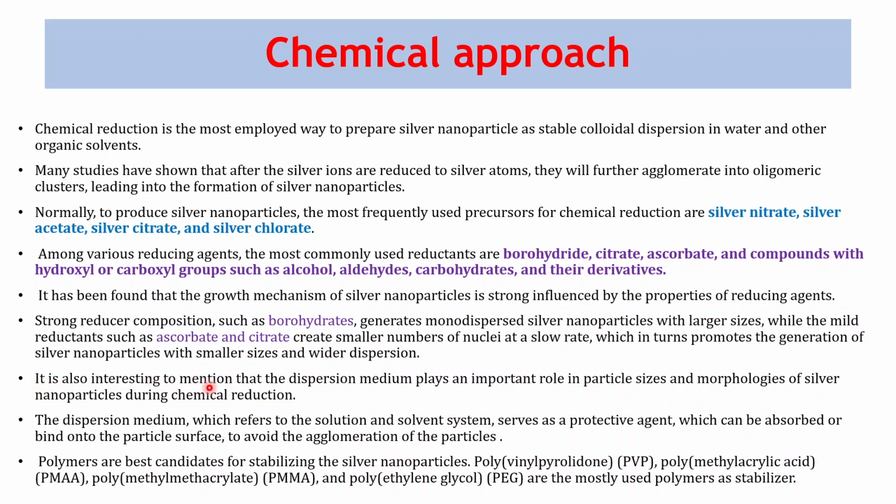It is also interesting to mention that the dispersion media plays an important role in particle size and morphology of silver nanoparticles during reduction. The dispersion media, which refers to the solution and solvent systems, serves as protective agents which can absorb or bind onto the particle surface to avoid agglomeration of the particles. The major stabilizing or protective agents are polymers such as PVP, PAA, PMAA, that is polymethacrylic acid, polyethylene glycol, and such.